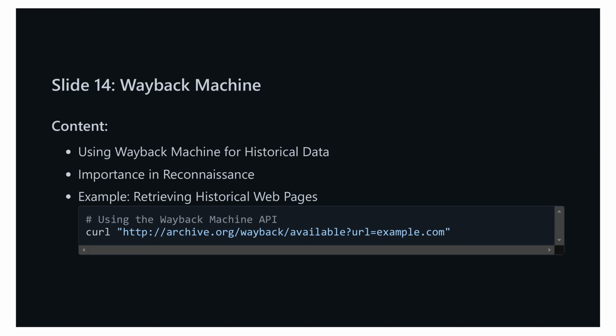Here's a practical example. To retrieve historical pages of a site like example.com, we can use the Wayback Machine API with the following curl command: archive.org/wayback URL equals example.com. This command queries the Wayback Machine and returns available snapshots of the specified website, giving you access to its archived versions. Next, we'll delve into Maltego, which is another powerful tool for reconnaissance and data visualization.